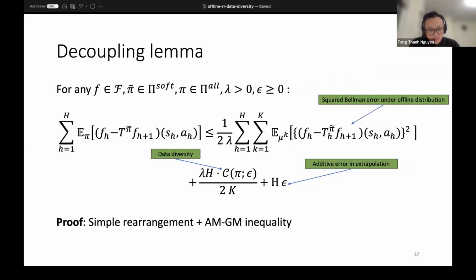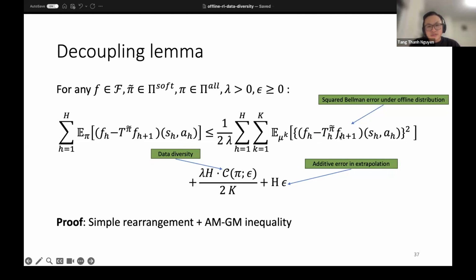One of the key things to obtain the result is the decoupling lemma. Let me present the decoupling lemma here. The lemma says that on the left hand side we try to bound the Bellman error under the comparative policy pi, and we can bound it by three components on the right hand side.